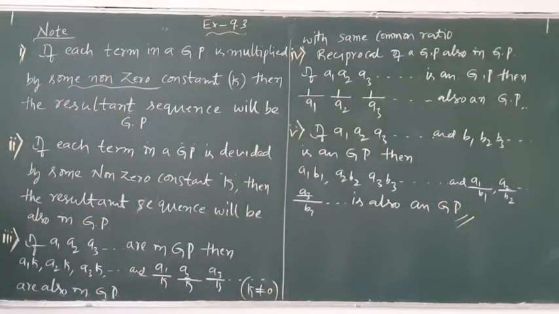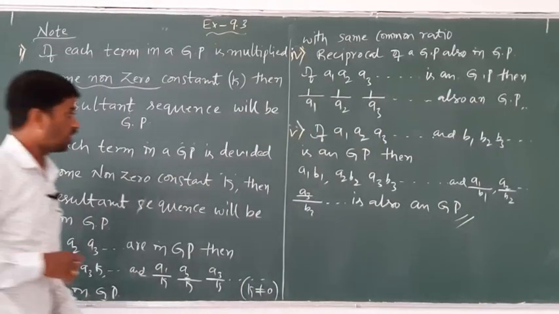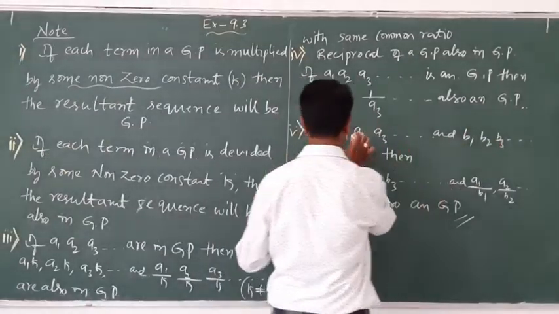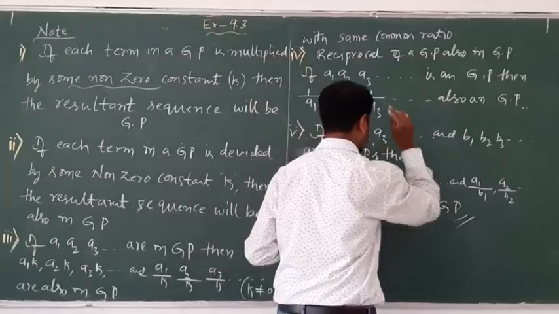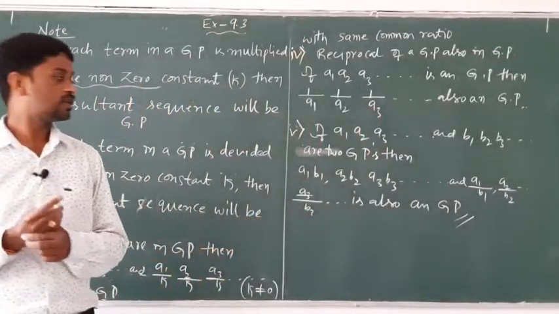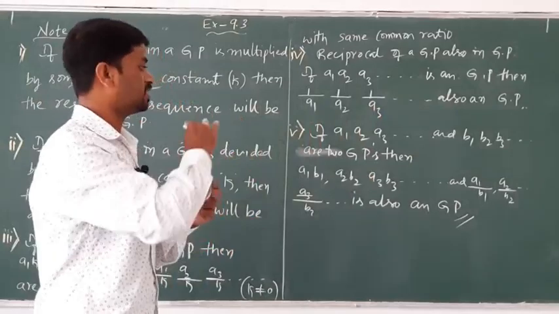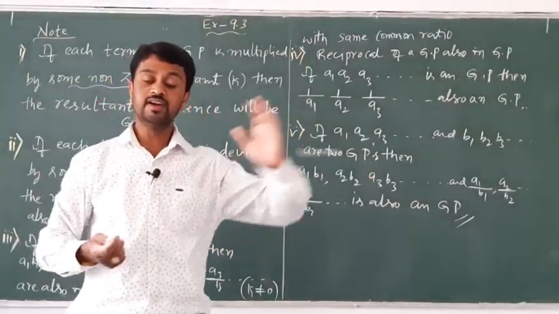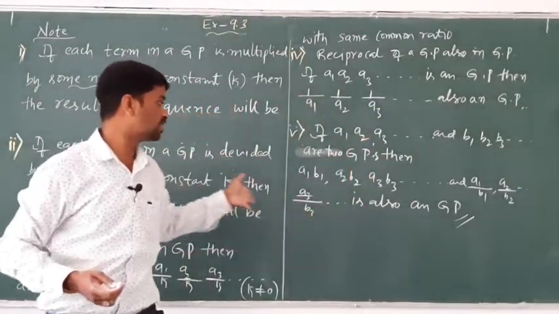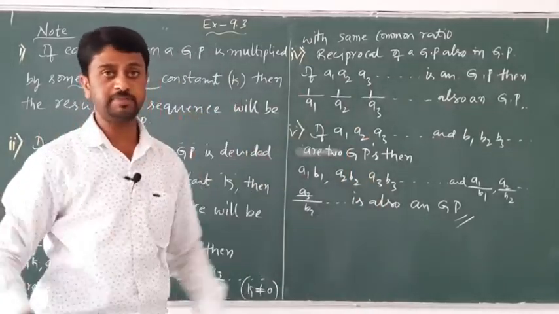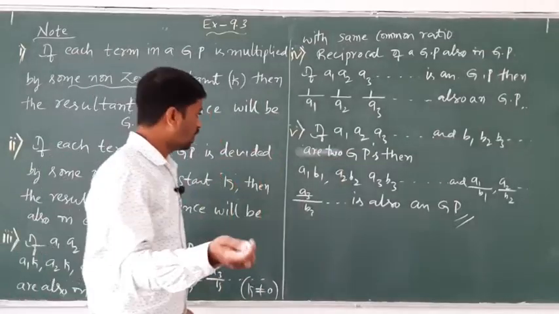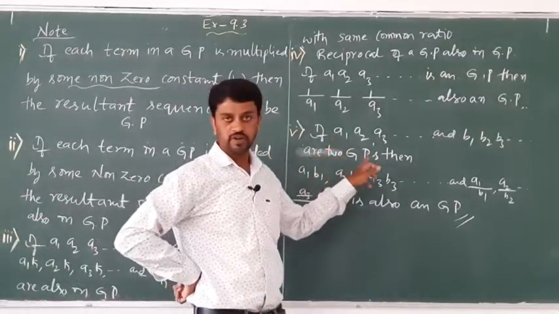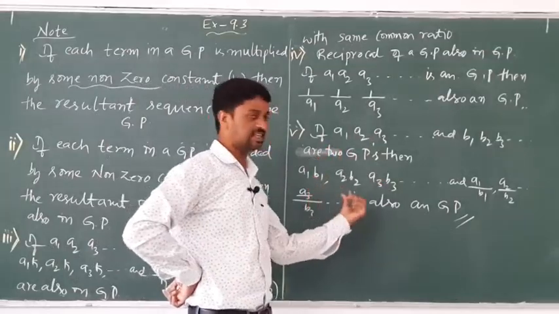If A1, A2, A3 and B1, B2, B3 are two GPs, then A1 into B1, A2 B2, A3 B3 up to so on, and A1 divided by B1, A2 divided by B2, A3 divided by B3 up to so on is also a 100% GP. Already given, example also. Be careful, you can also take 2, 4, 8 up to so on, next 3, 6, 12 up to so on.